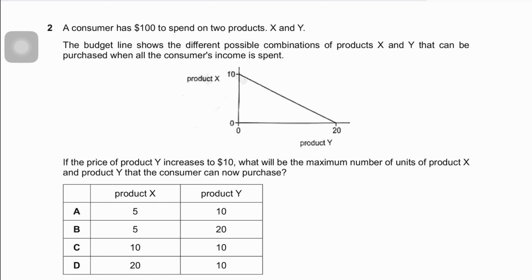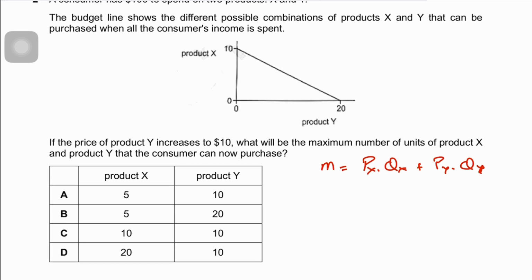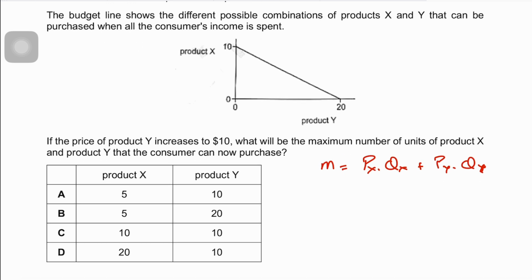And so the equation of the budget line would go something like M, let's say, which represents total income, equals the price of X times the quantity of X plus the price of Y times the quantity of Y. Since product Y's price is going up, the budget line would pivot or rotate inwards. Initially, the maximum number of Y that we can buy is 20 if all income is spent on buying Y. And the maximum number of X that we can buy is 10 if all income is spent on buying X.